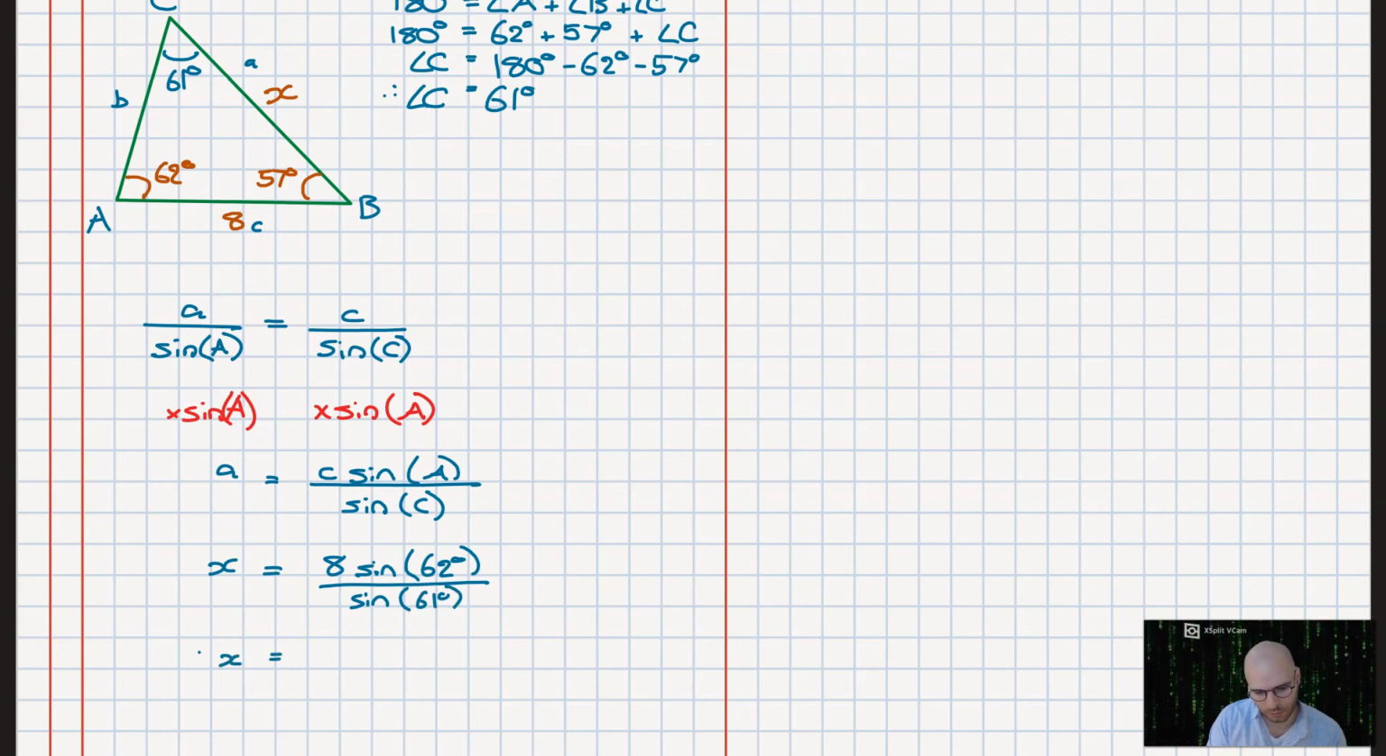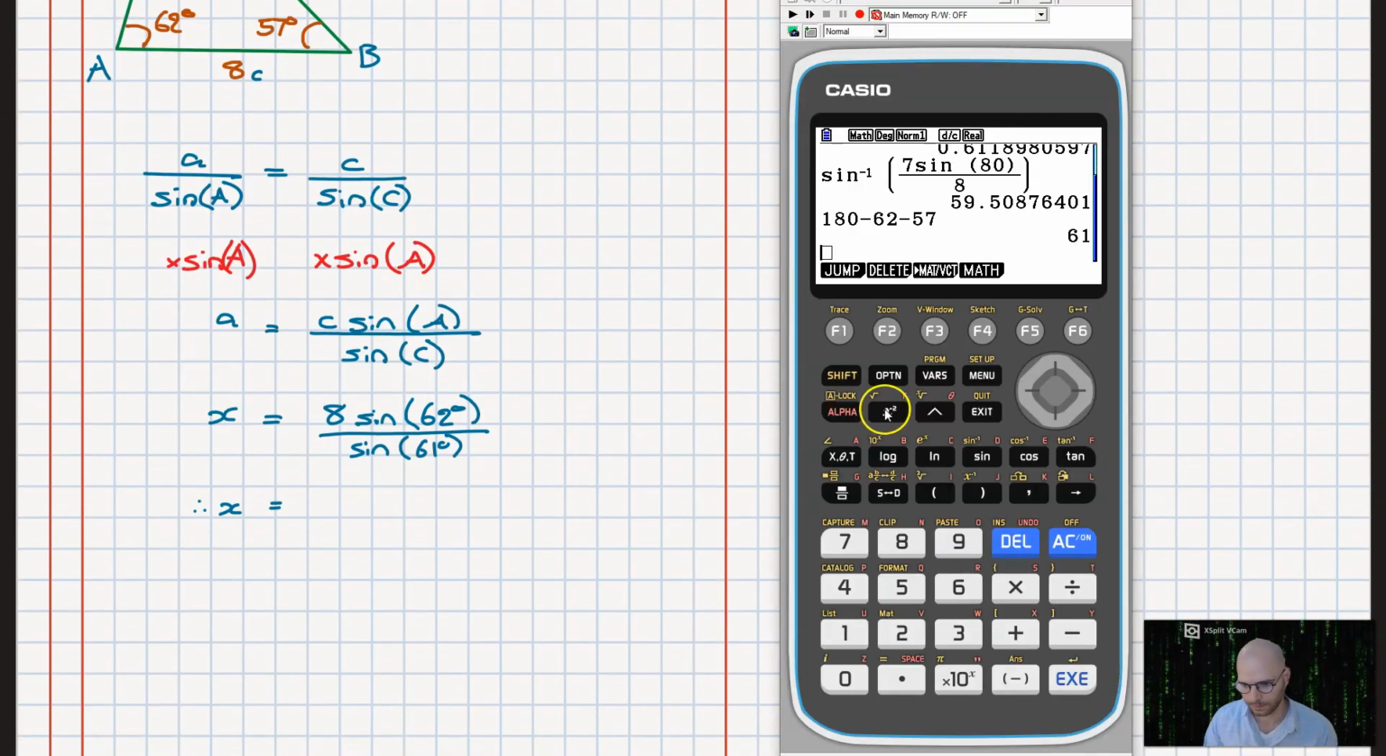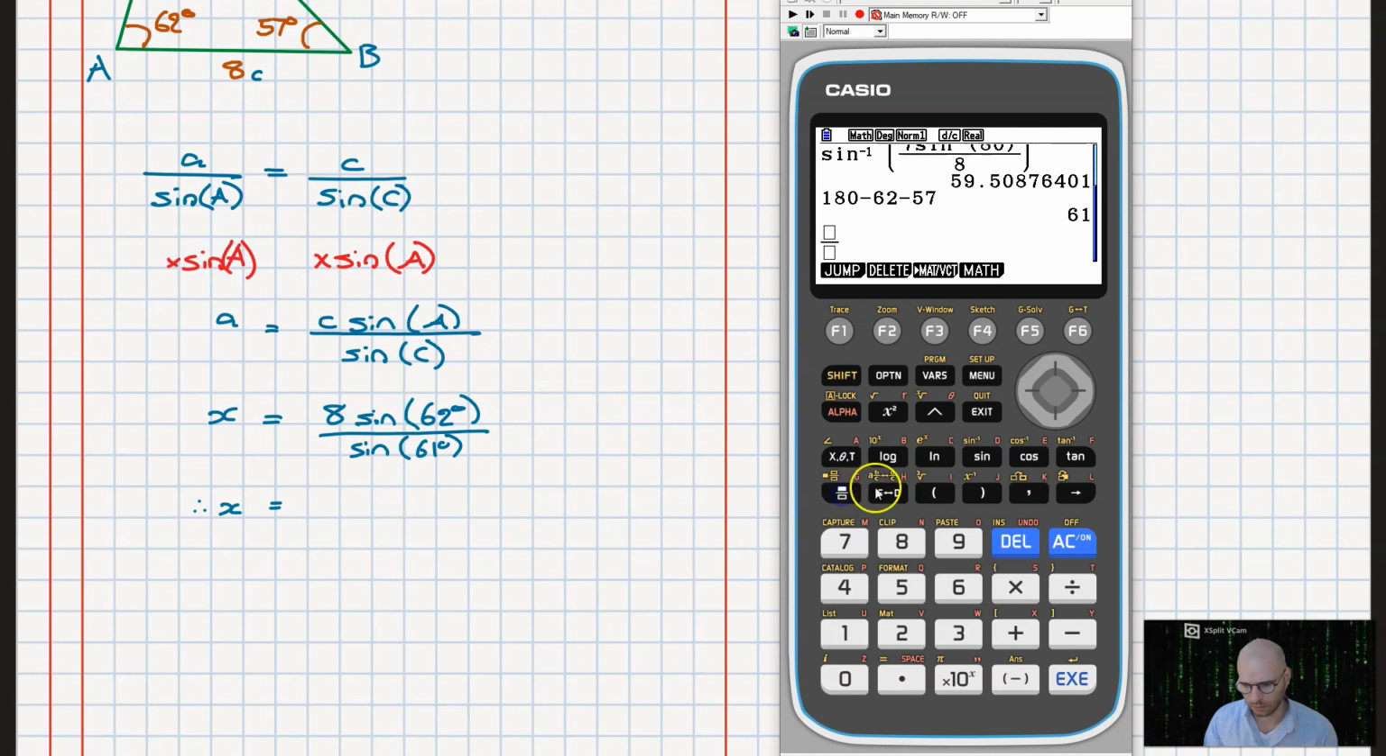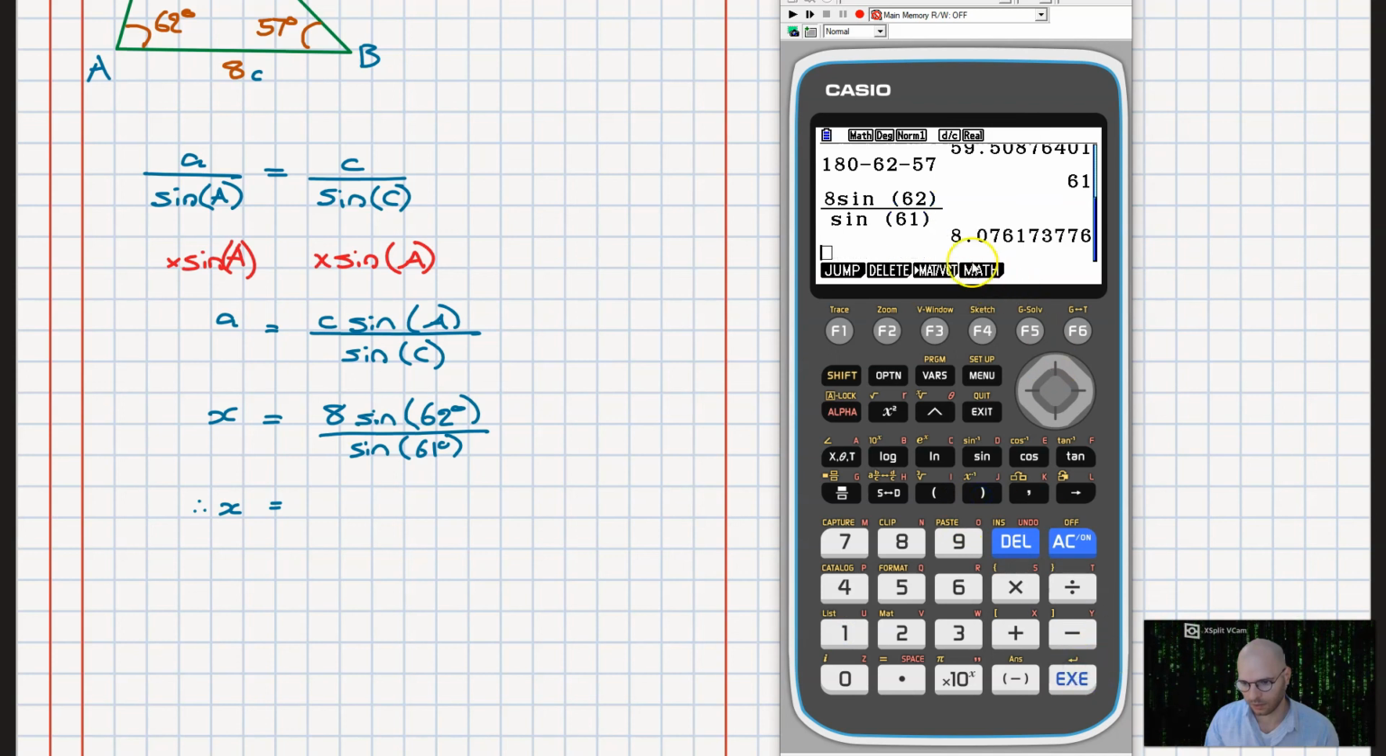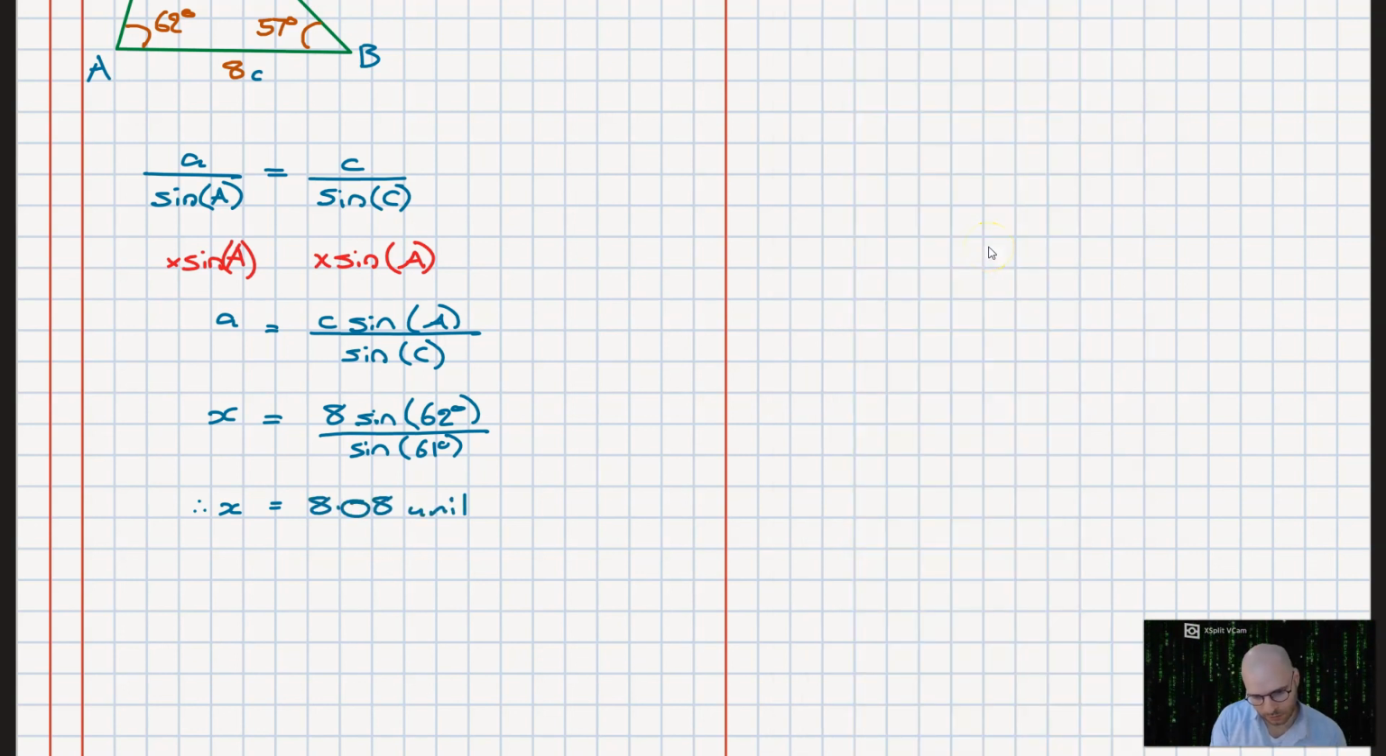Now final step, we plug all of these values in our calculators. So we go for a fraction, 8 sine 62, that's all over sine 61, equals, and we get a side length of 8.08. And of course we call that units, because we don't have units defined for it.